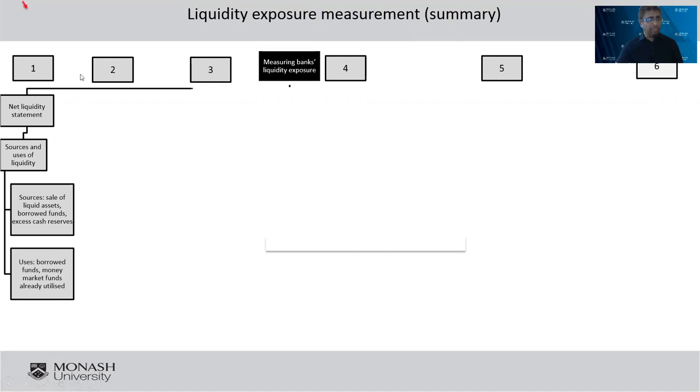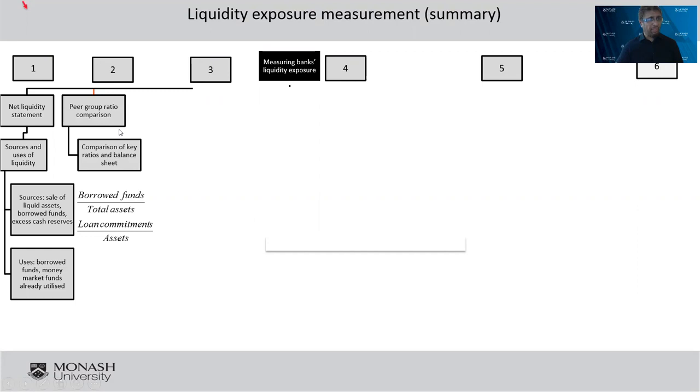Now I have numbered those 6 measures here, and when I cross-reference these numbers, I cross them to the slides that I will explain. The second part is the big group. We take 2 ratios, which are borrowed funds over total assets and loan commitments over total assets, and we compare them to our peers in the industry and see how we are doing on this front.